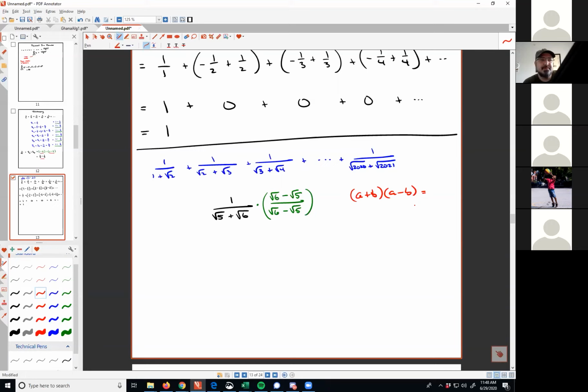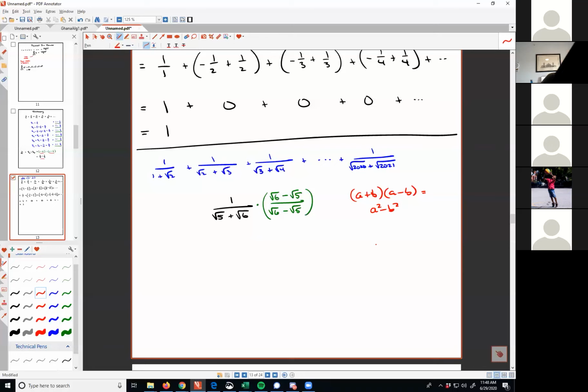What is that equal to? A squared plus B squared plus 2AB. Oh, no, it's not a plus b times a plus b. A times A is A squared. B times A is BA, or AB. A times negative B is minus AB. And then B times negative B is minus B squared. A squared minus B squared. This is a difference of squares factorization.